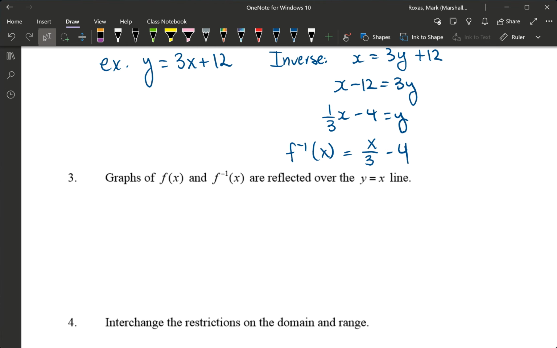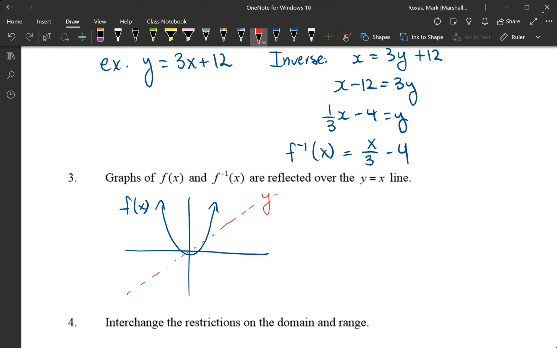We can also obtain the inverse by looking at graphs. The inverse of a function is a function that is reflected on the line y equals x. So if I sketch a function such as a parabola of x, I can obtain the inverse function by looking at the line y equals x and treating that as the mirror line for my inverse function. So I'd have an inverse function that looks something like this.